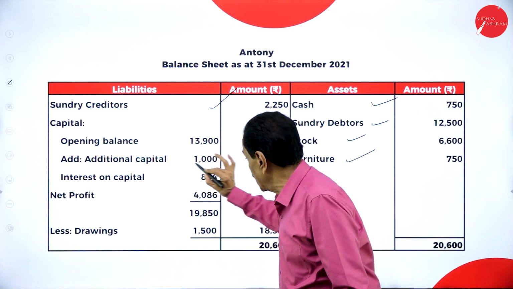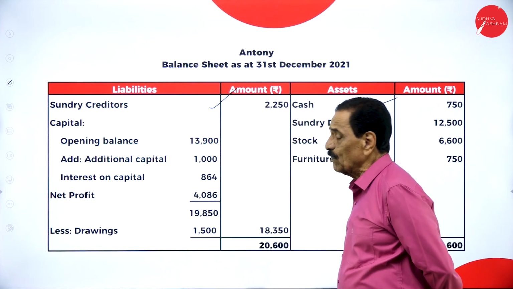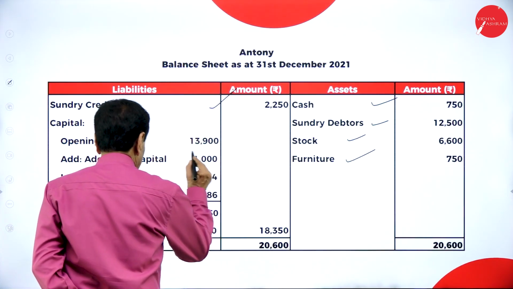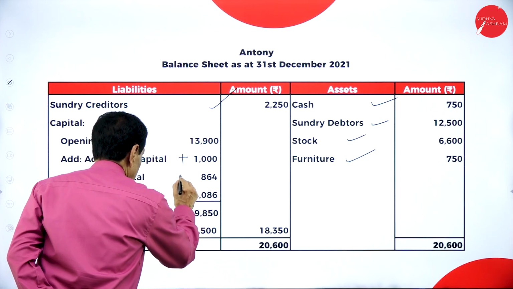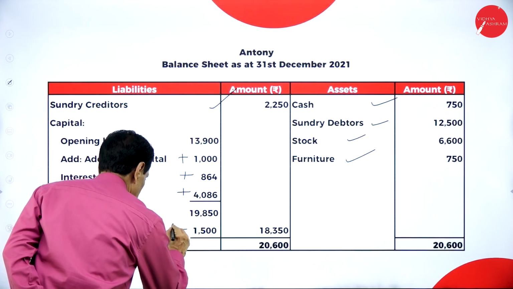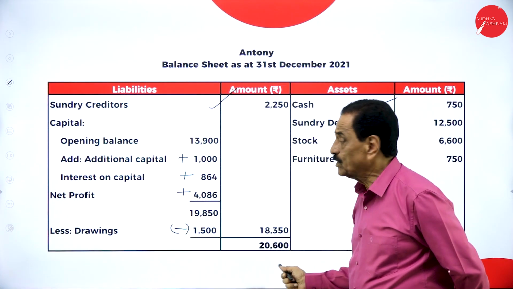How do we start? We start with the opening balance. Add further capital introduced, 1,000. Add interest on capital 864. The net profit during the year is 4,086. This is your plus. This is your plus. This is your plus. This is your minus. So the net amount comes to 18,350.